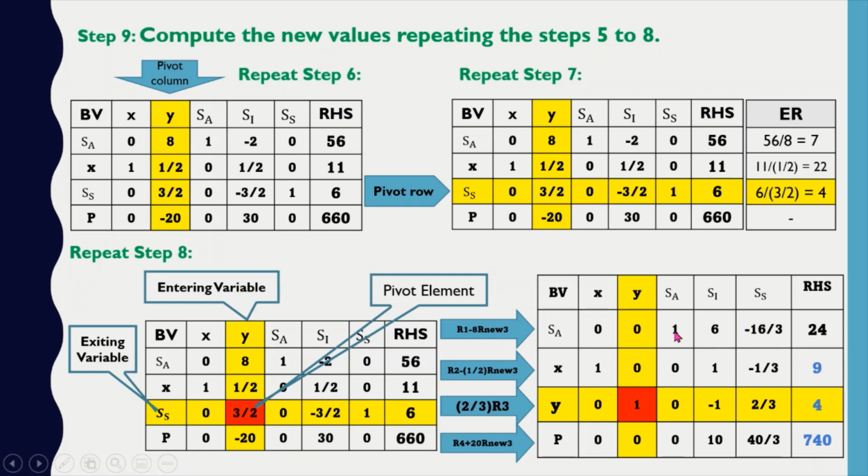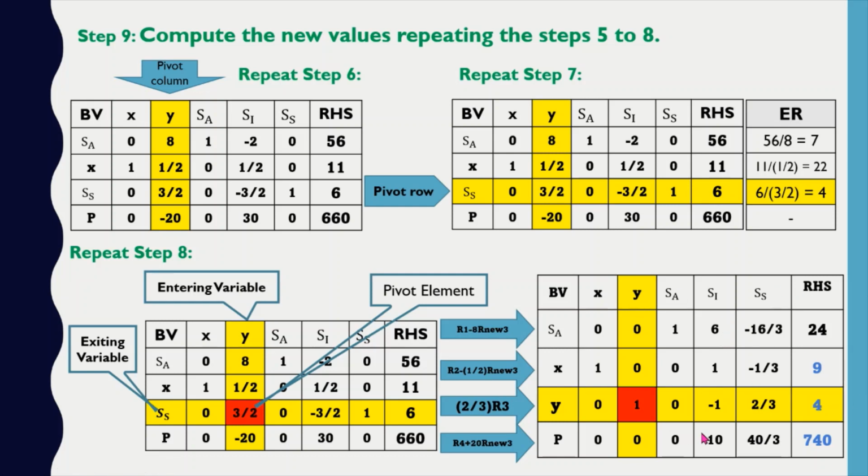Next, column SI. We have here the original value negative 2. So negative 2 minus 8 times the new value of our new row 3 for SI, which is actually negative 1. If you multiply negative 1 times negative 8, that is positive 8. But of course, our row 1 right here is negative 2. So negative 2 plus 8 is equal to positive 6.